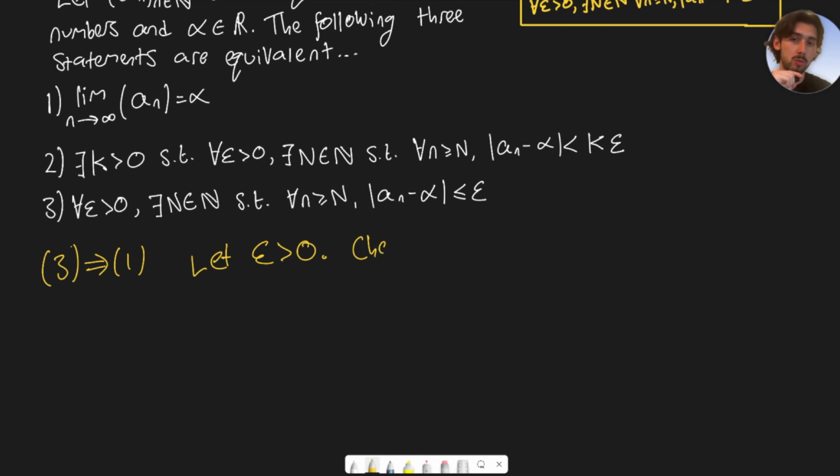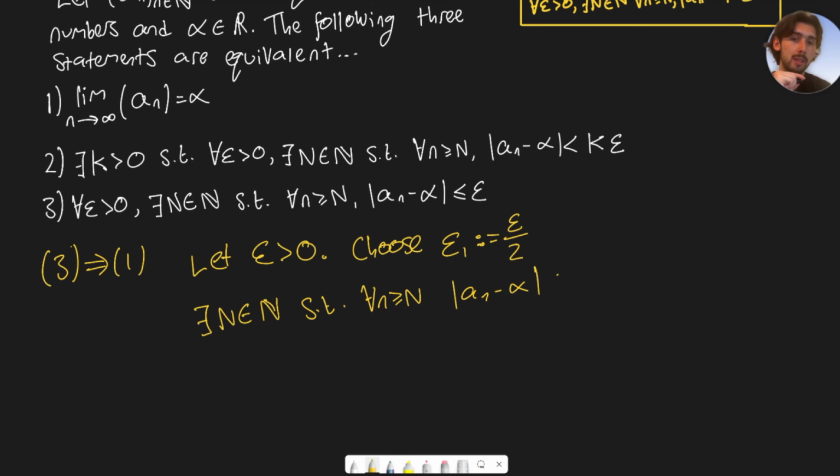So I'm going to choose epsilon 1. This time I'm going to choose it to be equal to epsilon over 2. So whatever epsilon is, I'm going to choose for my epsilon 1 to be half of that. Therefore, because statement 3 is true, I know that there exists a capital N in the natural numbers, such that for all lowercase n greater than or equal to N, the distance between an and alpha is less than or equal to epsilon over 2. But of course, epsilon over 2 is definitely less than epsilon, because epsilon cannot be 0, it's positive, so half of any positive number is of course less than the original.